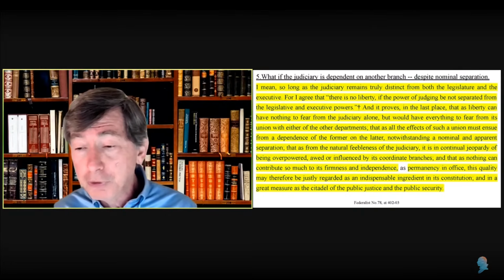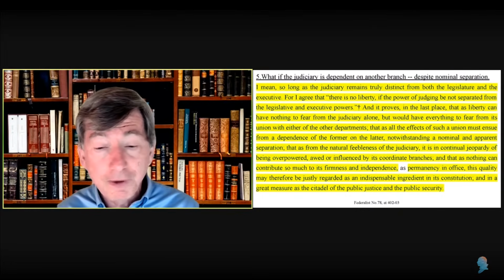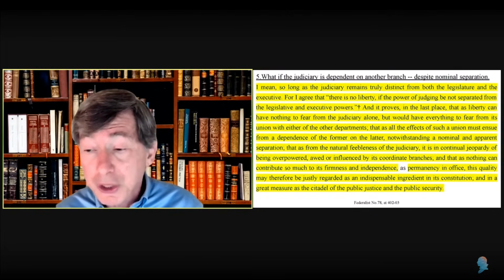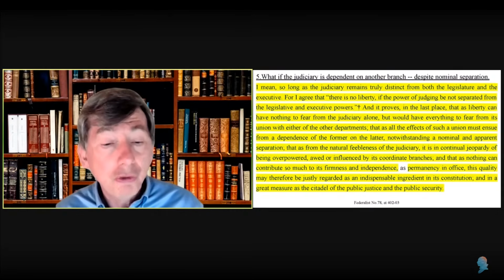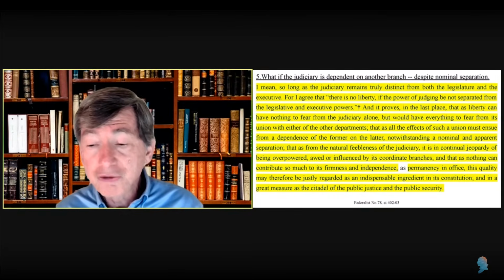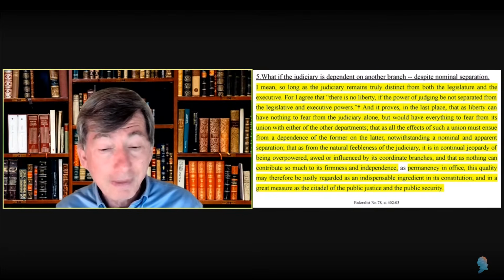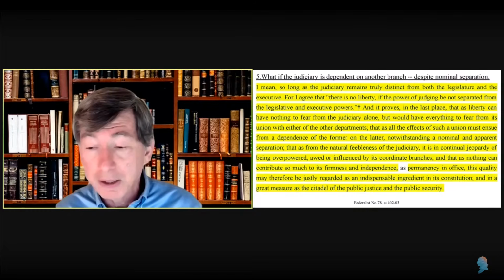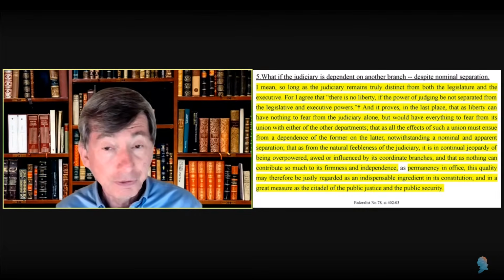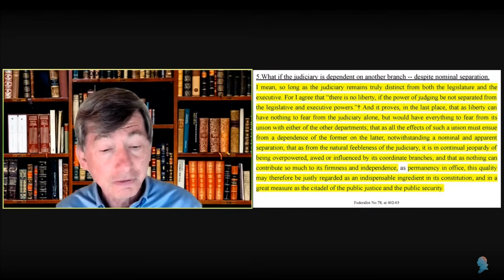And it proves in the last place that as liberty can have nothing to fear from the judiciary alone, but would have everything to fear from its union with either of the other departments. That is, all the effects of such a union must ensue from a dependence of the former on the latter, notwithstanding a nominal and apparent separation. We have a nominal and an apparent separation in many cases.